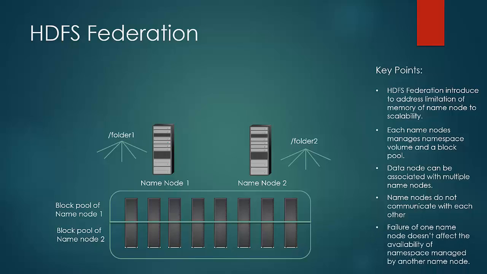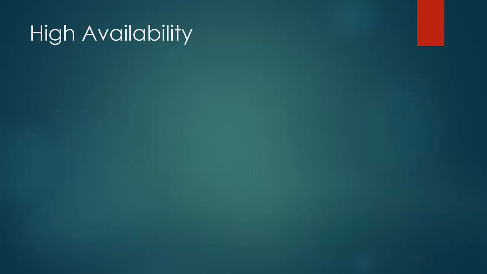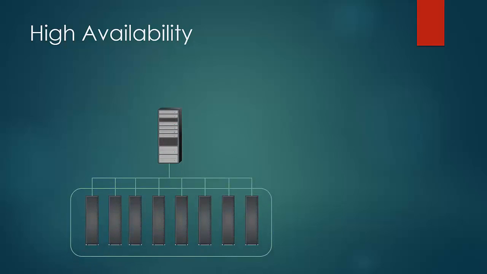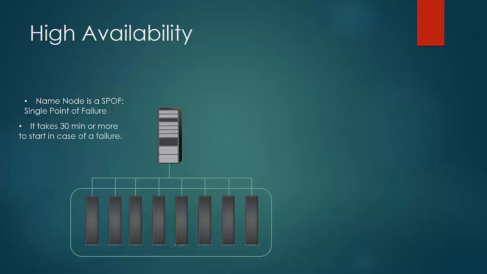Let us look at the next feature, high availability. This feature is to address the time taken to come back to the stable state in case of name node failure. As we have already seen, the name node is a single point of failure and it takes around 30 minutes to come back to the stable state after its failure. So to address this, a name node is always running on standby.